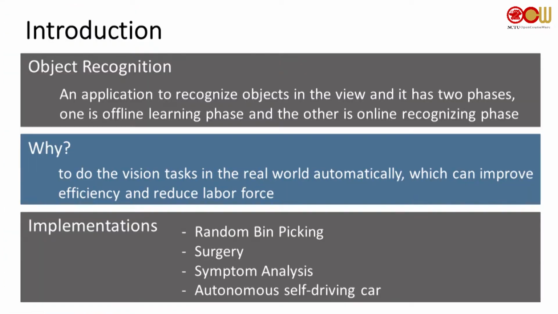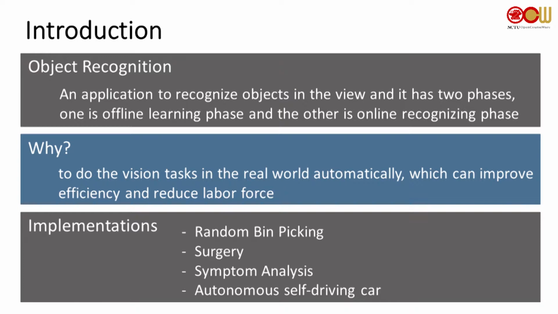First, object recognition is an application to recognize objects in the view, and it has two phases. The first one is the offline learning phase, which accepts the input images and learns the object labels. Next, we do the online recognizing phase, which tells the objects in the incoming images.